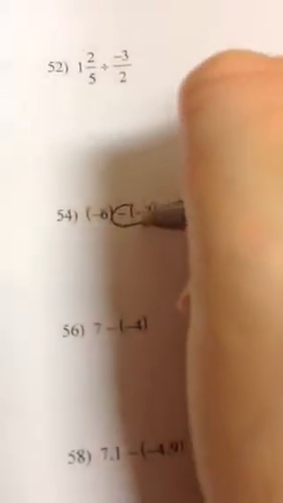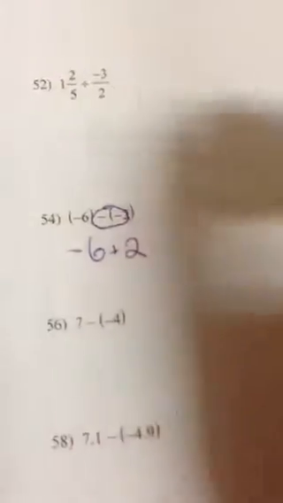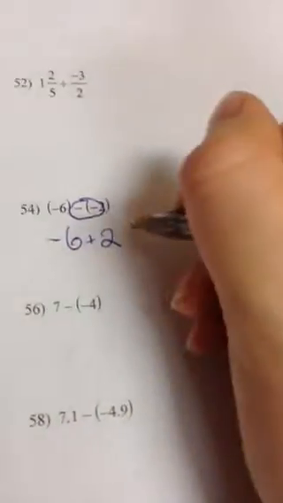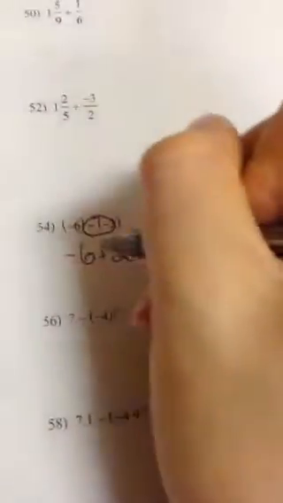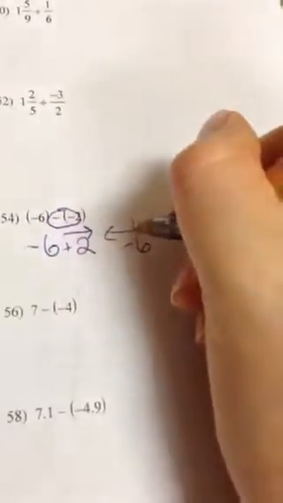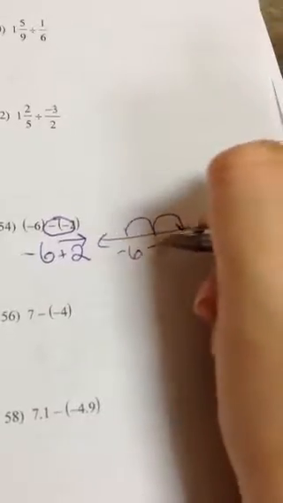When I look at this, guys, whenever you see minus and negative, you change it into 1 plus. So this would be negative 6 plus 2. And then same thing, I could show it on my number line. I'm at negative 6. I'm adding 2, so I'm going to the right, 1, 2. And I get negative 4.